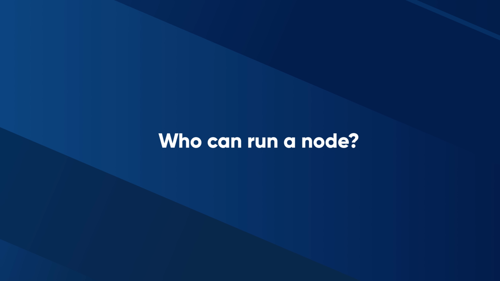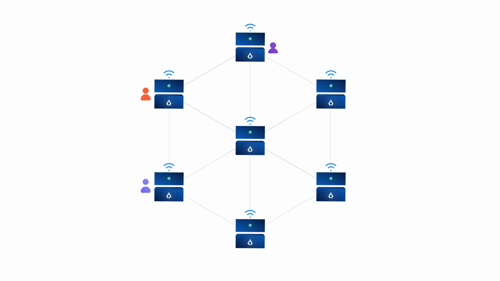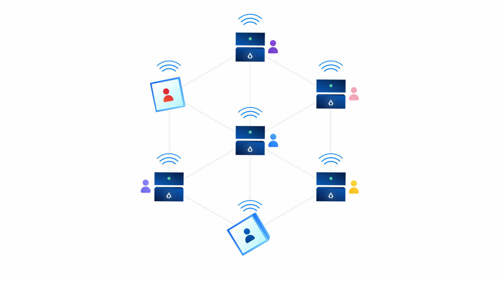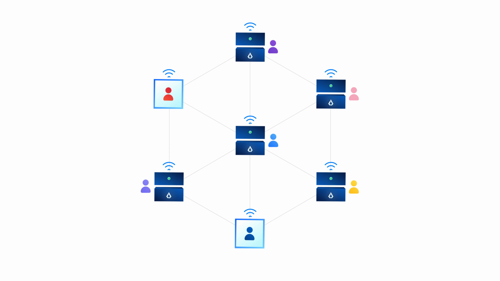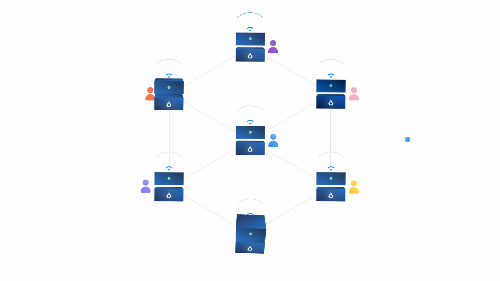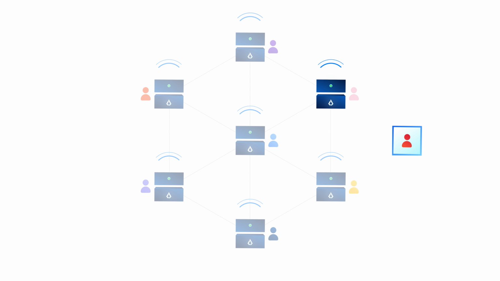So, who can run a node? The fascinating part of blockchain technology is that everyone is able to set up a node and become part of the network, even though it is not mandatory to run a node in order to participate in the network. There are two ways to participate in the network. The first option is to connect to an existing node using one of Lisk's user interfaces, like Lisk Hub.